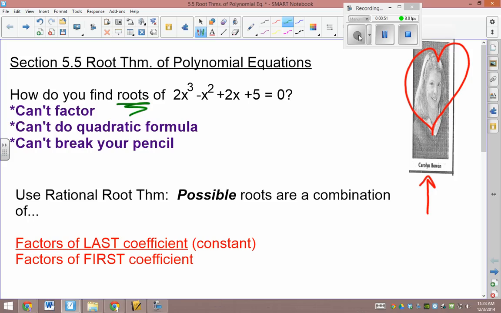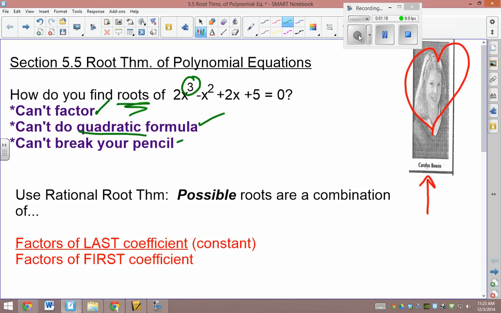So we need the rational root theorem because sometimes you're going to end up with polynomials that you cannot factor. Okay, I don't think that this cubic is factorable. There's no greatest common factor. It's not a special case. So we need something else that we can do. We cannot use quadratic formula because quadratic formula only works for quadratics. That would mean that my polynomial would have to be x to the second power and it's cubic. So that's not going to work either.